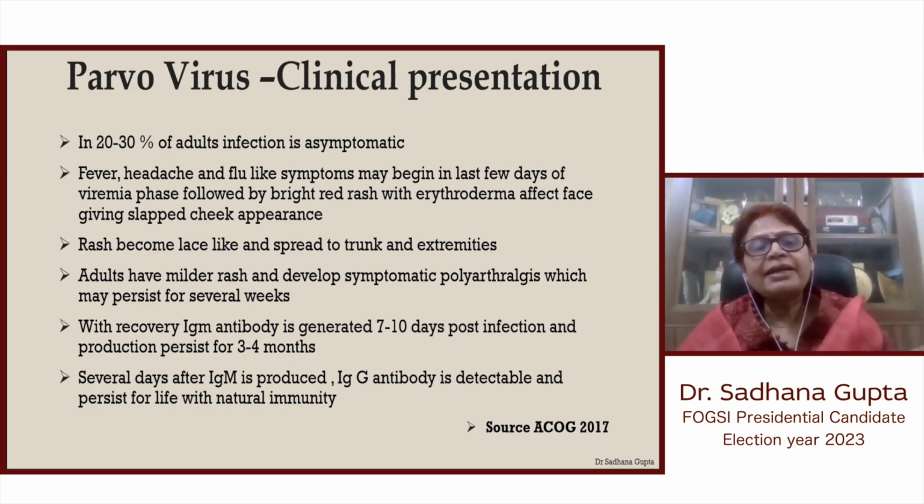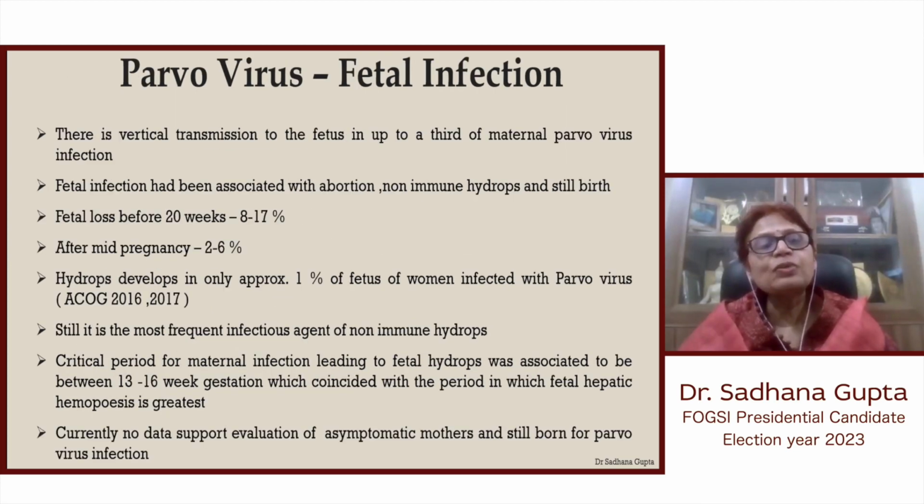There is a bright red rash giving a slapped cheek appearance, and then the rash becomes lace-like and spreads to the trunk and extremities. Adults have a milder rash and develop symptomatic polyarthralgia with recovery. IgM antibody is generated 7 to 10 days post-infection, and production persists for 3 to 4 months. Several days after IgM is produced, IgG antibody is detectable and persists for life with natural immunity.